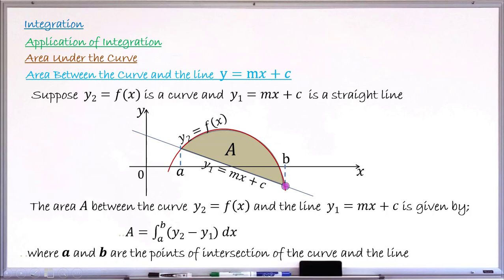So the two points of intersection give you the value of x at those points, which will give you the limits. The smaller one will be your lower limit, and the higher one will be your upper limit. We are going to take examples of how we can make use of this rule to find the area between a curve and a straight line. Let me move and take an example.